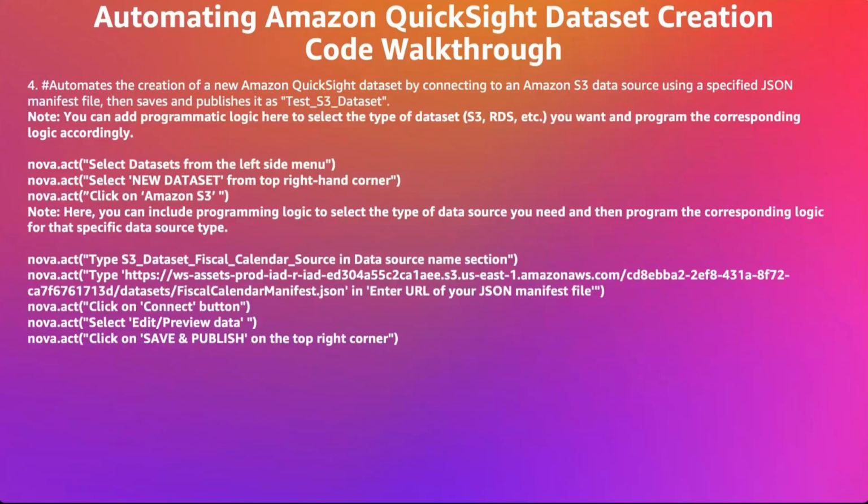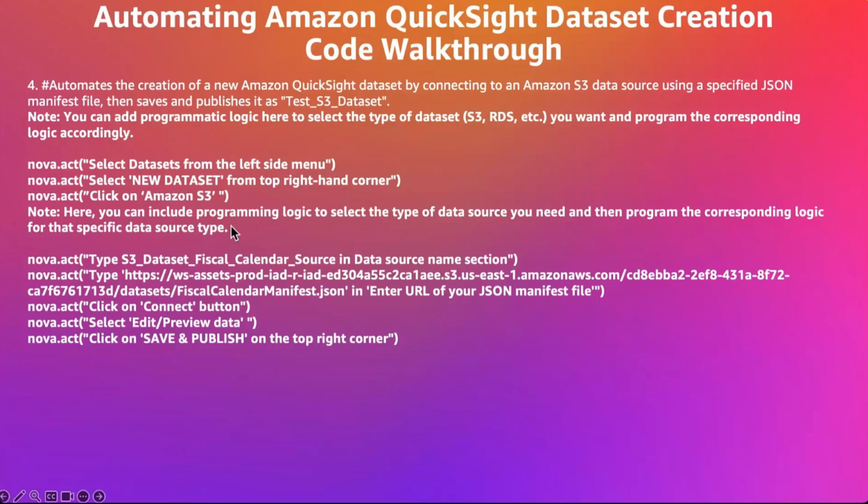So how exactly do you create a dataset? Normally when you log into QuickSight, there are a lot of tasks you do, right? You select datasets from the left-hand side, select new dataset, then you click on whatever. If you want to upload a file, you can click on that, or you can do Amazon S3. In my case, it'll be Amazon S3. Once you understand all the basics of it, you can include programming logic to select the type of data source you need and then program the corresponding logic depending on your use cases.